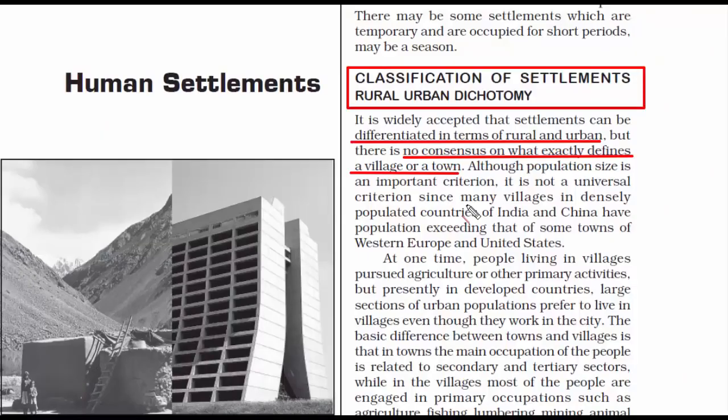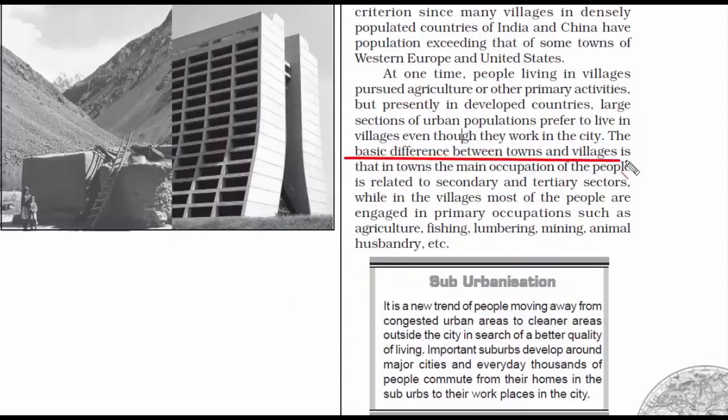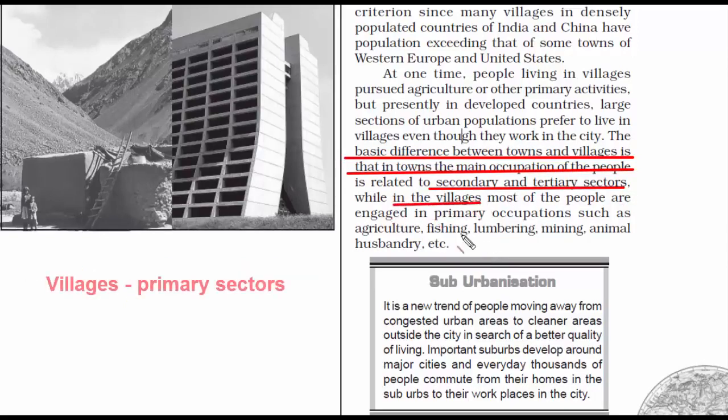Similarly, population size cannot be taken as a method to call a place village or town, because many villages in India and China have more population than some towns of Western Europe and United States. So the only difference between towns and villages is that in towns, the main occupation of people is related to secondary and tertiary sectors, that is working in factories or multinational corporations, while in the villages, most of the people are engaged in primary occupations such as agriculture, fishing, lumbering, mining, animal husbandry, etc.